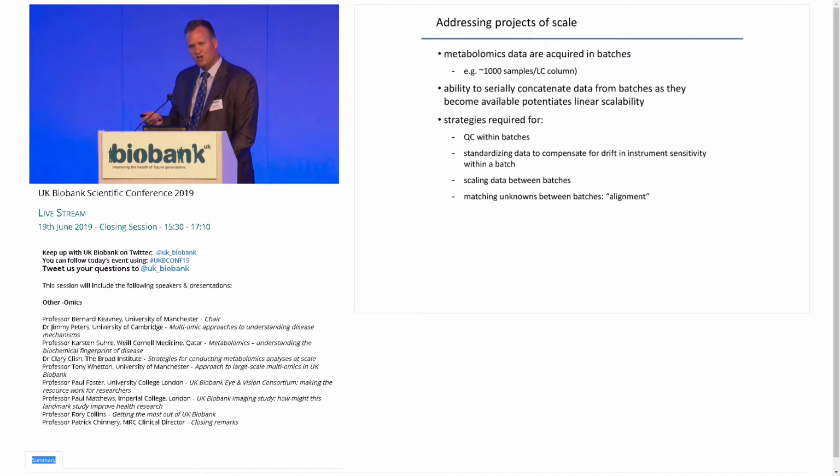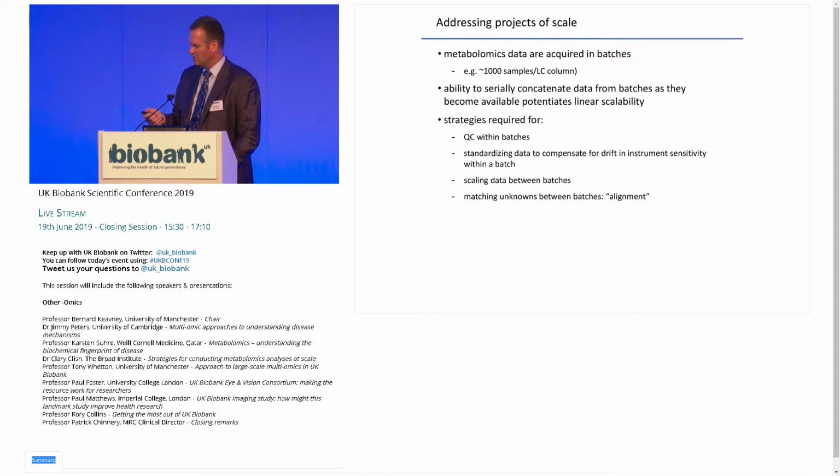So my goal today was to tell you that we're able to do projects of scale using metabolomics. How do we approach that? Well, the first thing to know is that we acquire the metabolomics data in batches. In our lab, it's batches of 1,000 samples. Others may use different batch sizes. But a key thing to doing large studies is to be able to serially collect and concatenate the data from batches as they become available.